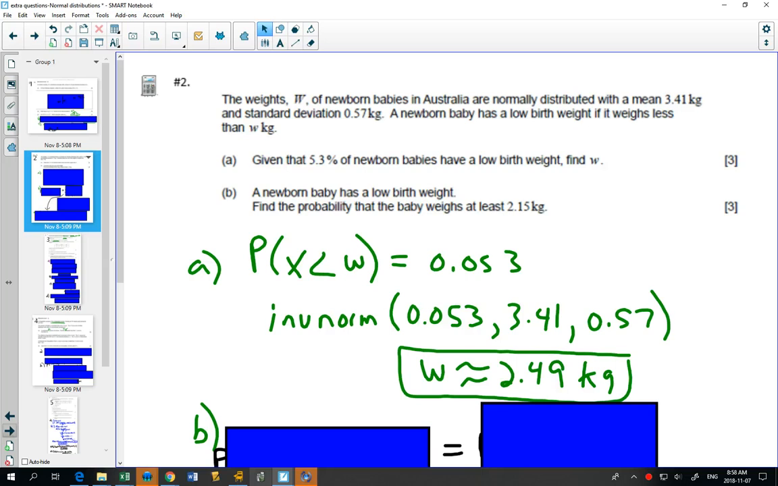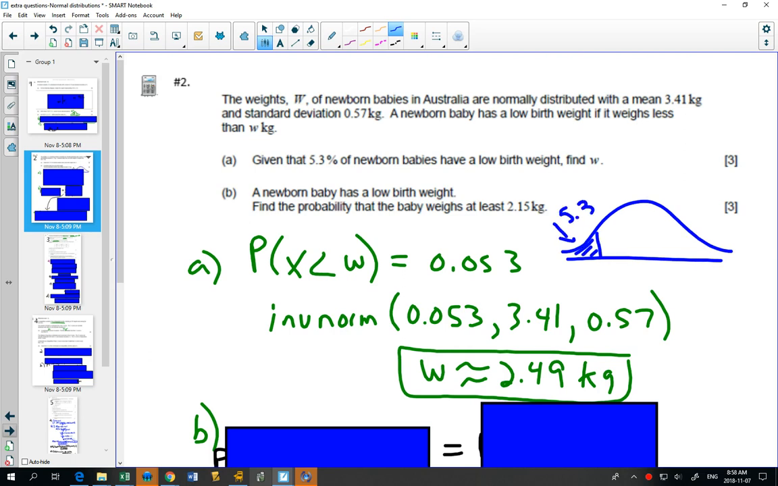If you wanted to draw a quick picture of your normal distribution and shade a part, there's your 5.3%. So inverse norm from the left, 0.053, mean and standard deviation goes in there. You would find out that that value is 2.49 kilograms. Any baby born under that would be considered to have a low birth weight.